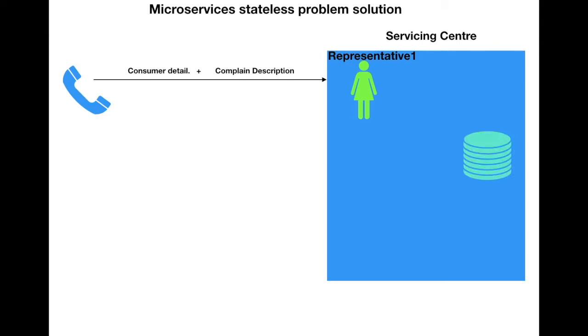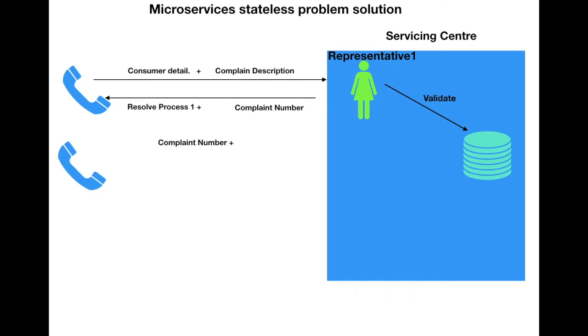So here the representative gets the consumer detail, validates it, keeps the complaint description and gives the resolved process and a complaint number. That is the trick we can use by using cookie, session or JWT, all these things.